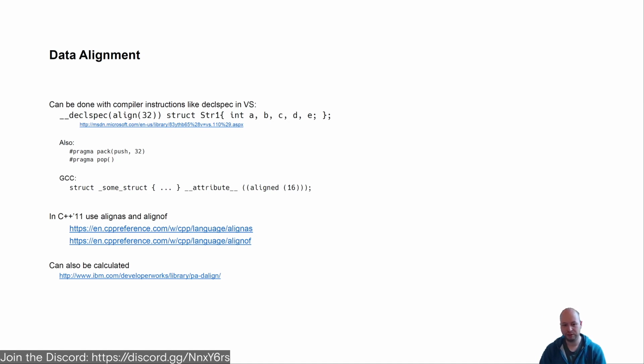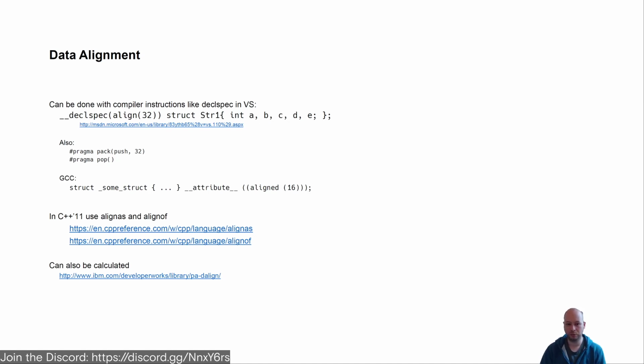Also, GCC can use the attribute aligned thing. And in C++11, we have alignas and alignof. As you can see, Microsoft has its own thing, and Clang has its own thing, so all of the C++ backends have accomplished this in different ways. C++11 attempts to unify these with alignas and alignof.